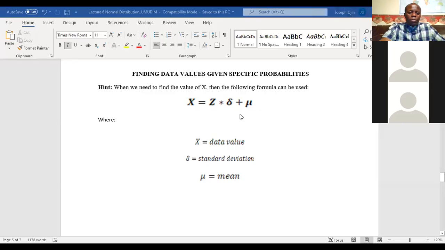All right, let's begin. Today, starting from here, finding the data values, giving specific probabilities.